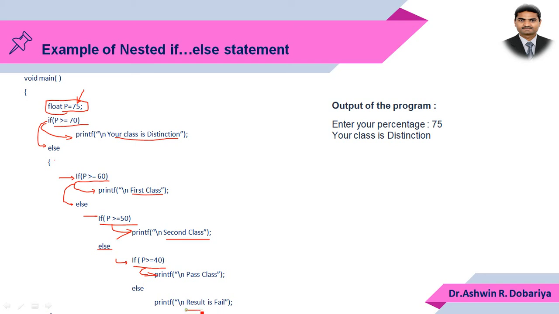Otherwise, finally, if percentage is not greater than 40, it means less than 40, and less than 40 means the student result is fail. So here we have mentioned an if condition inside another. So this is the example of nested if else.